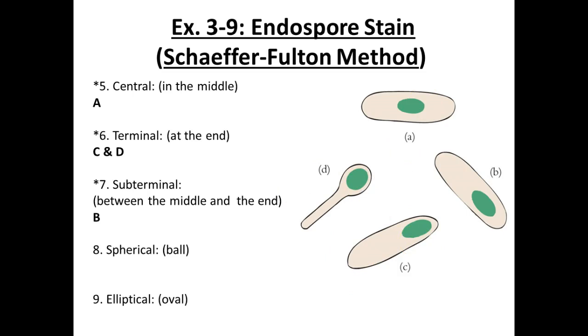The spore itself can be spherical, elliptical, or oval in shape. Which one looks closest to a sphere? D. And notice the spore caused the actual cell to be quite swollen. It's called being swollen. The rest are all kind of elliptical, which is the most common shape for a spore.